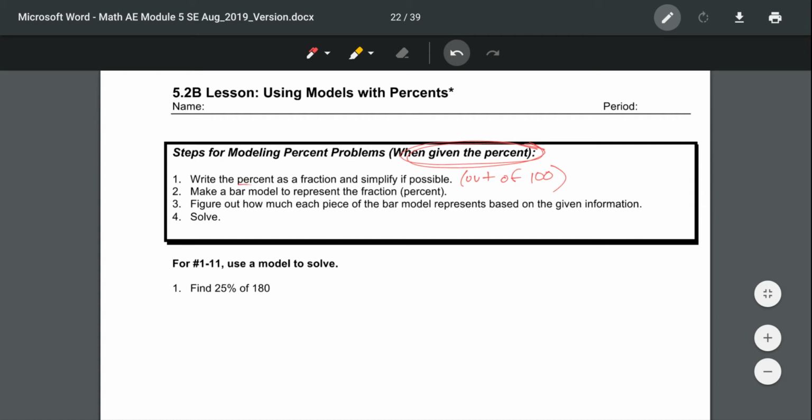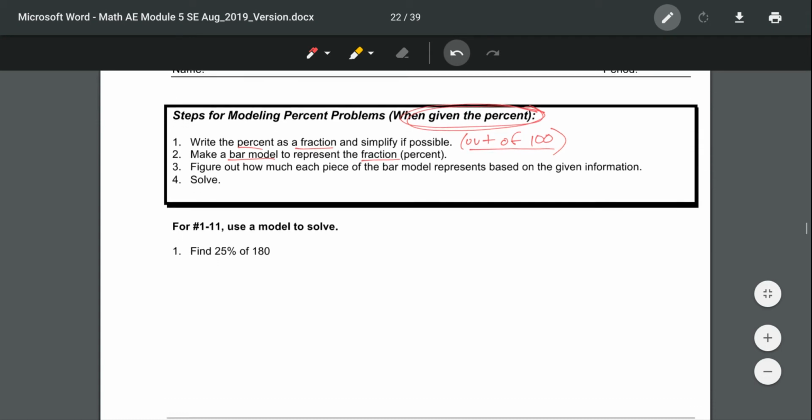First, you want to write the percent as a fraction in simplest form. Remember, the percent means out of 100. Then you make a bar model to represent the fraction or the percent that you had originally. Then figure out how much each piece of the bar model represents based on the given information, and then solve.